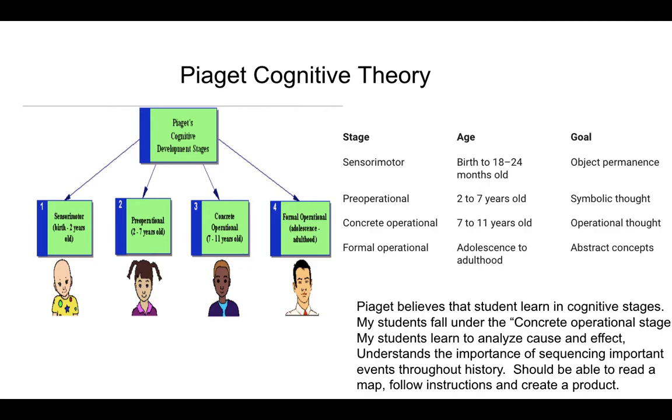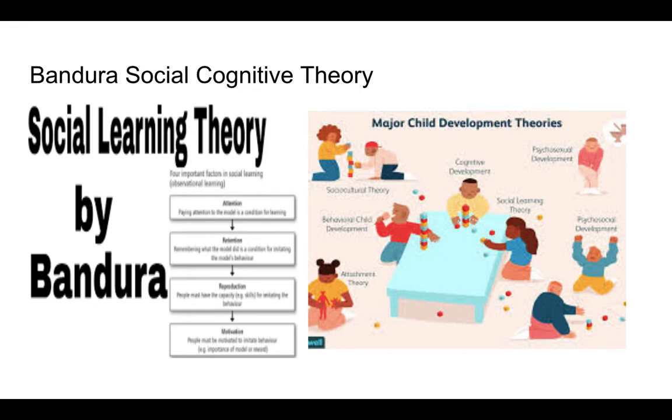So Piaget's cognitive theory is going to follow my students throughout their entire life, from adolescence to adulthood, and formal operations, abstract things that they're going to be able to do. But right now, we're just in the process of operational thought, being able to follow instructions and things of that nature. Okay?